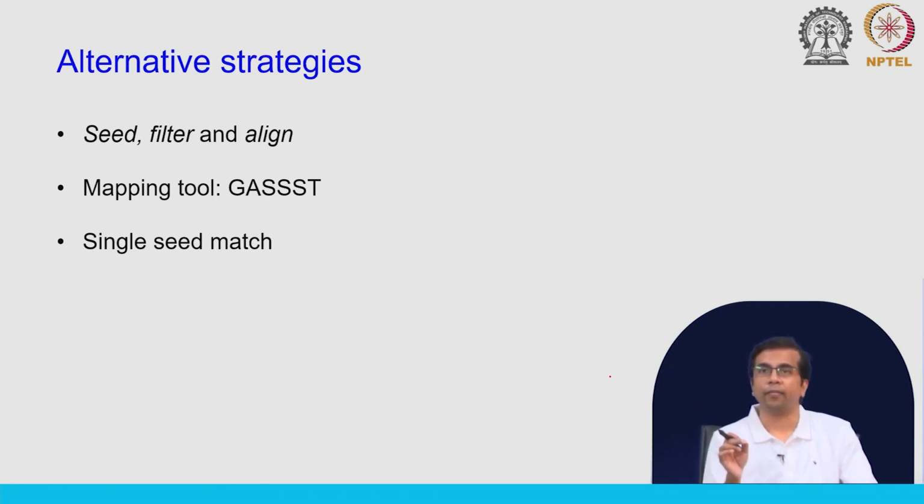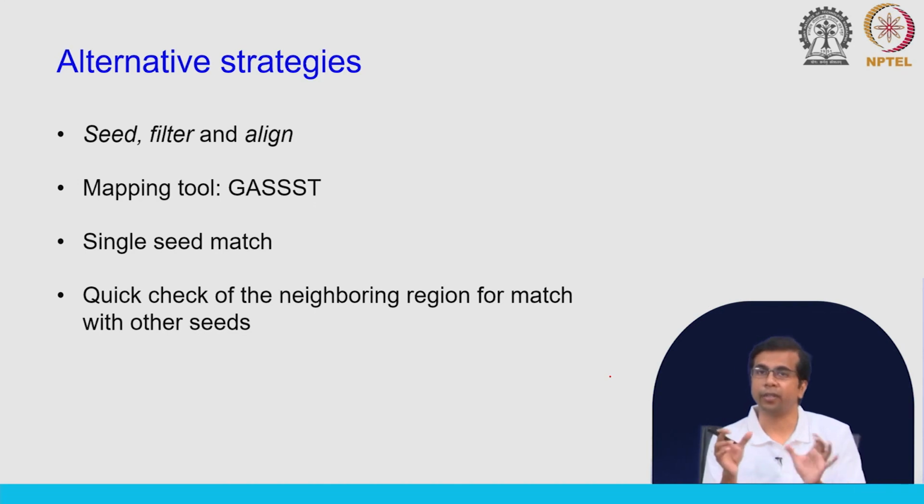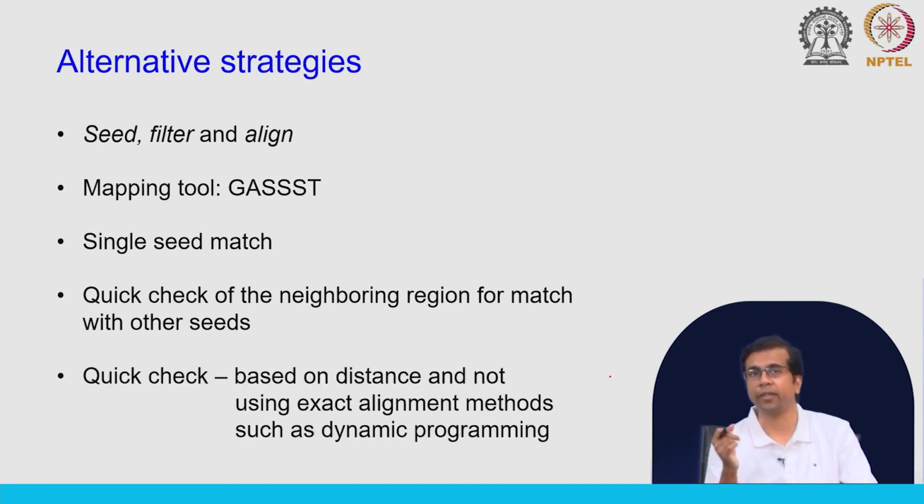Now, instead of trying to extend or align against all these matches and locations, it will quickly search the neighboring region for a match with other seeds. How does it quickly check? Do you think it is just an align or extend method? It is not. It is a very fast algorithm based on distance. It just counts the number of bases in the seed versus the neighborhood and sees which is likely to be a match and which is not.